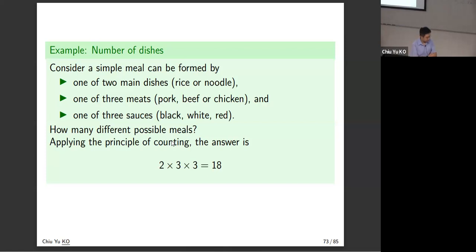Okay, very simple. There's a mission with 3 tasks, right? You choose one by one. So the first task is choose the meat, choose dishes is 2, right? And how many meats can you choose? 3. And how many sauces can you choose? 3. Okay, it's 18, right?